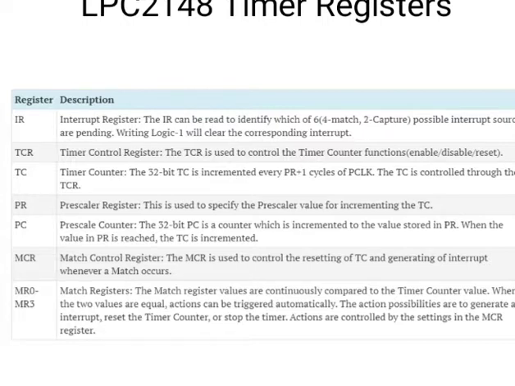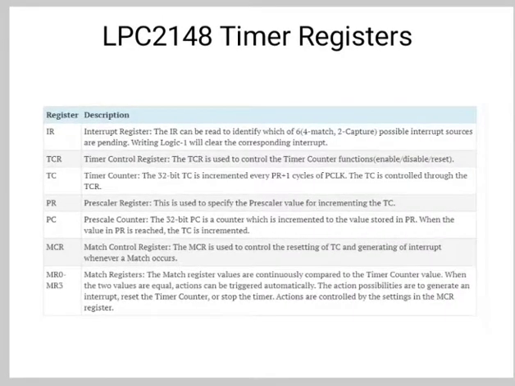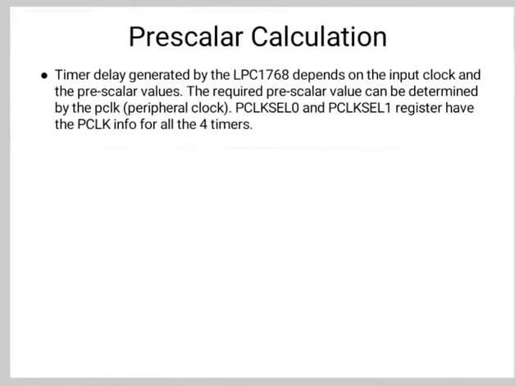Then the next is CR0, which is not mentioned in this table. CR0 to CR3. These are the capture registers. Now the TC value is loaded to this capture register when there is an event on the capture input 0 to 3. Then the next is the capture control register, that is CCR. The CCR controls which edges of the capture input are used to load the capture register and whether or not an interrupt is generated when a capture takes place.